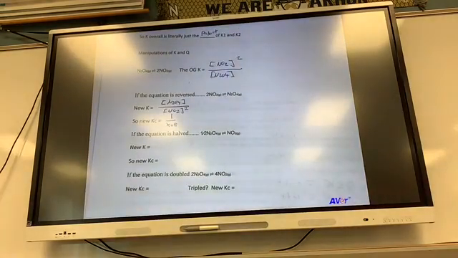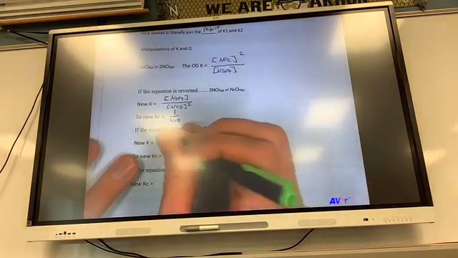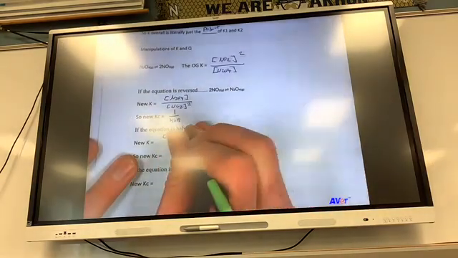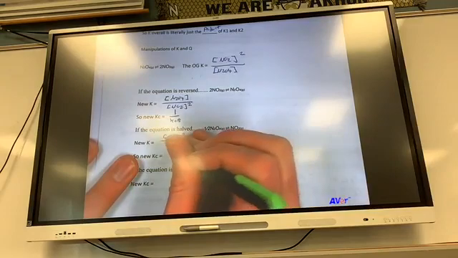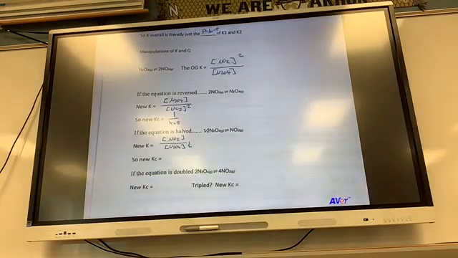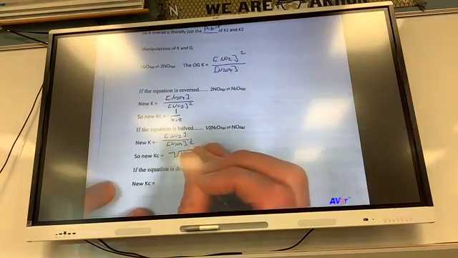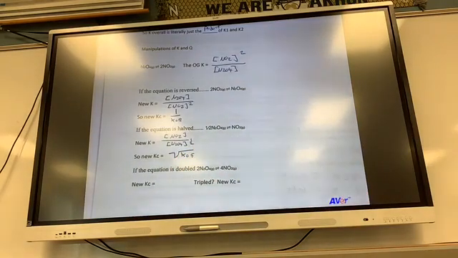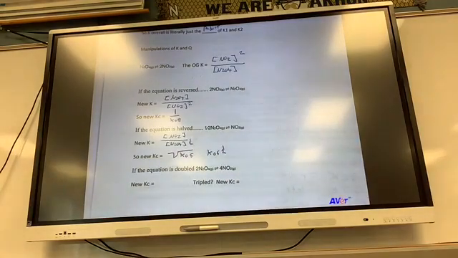So if I flip it, you take the reciprocal for the new K. If the equation is halved, my new K is going to be bracket NO2 over bracket N2O4 to what power? To the 1/2 power. Yes. So my new KC is the square root of K original. How else could I write that? I could also say K original to the 1/2 power.